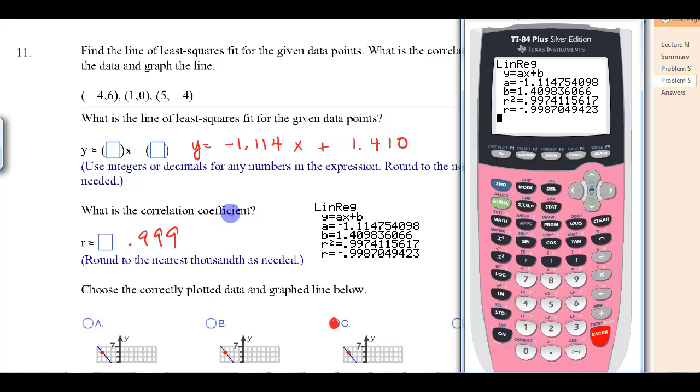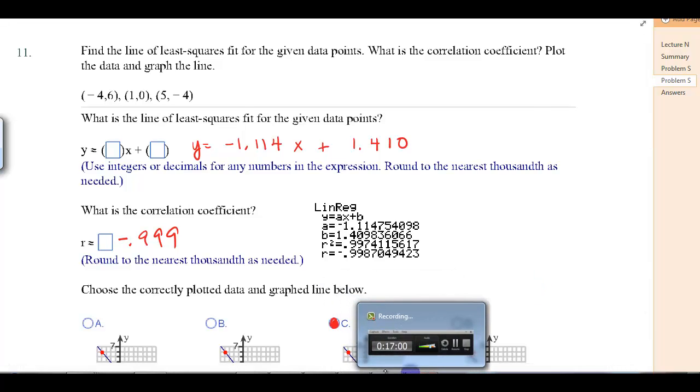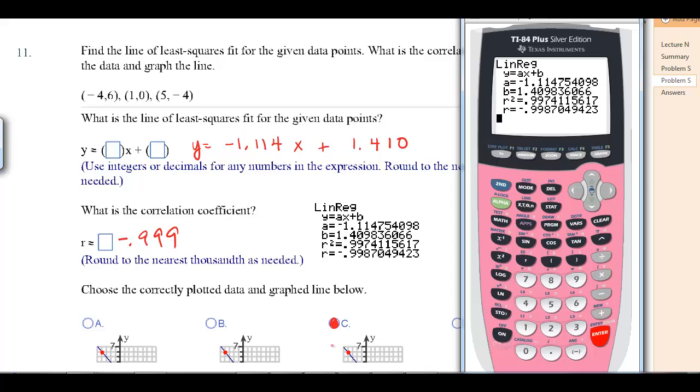What is the correlation coefficient? That is r down here, okay? And it is -0.999. So I don't have my negative there. All right, -0.999, which makes sense. Our line had a negative slope. It's very close to being perfect. It's not quite there. All right, so that's that.